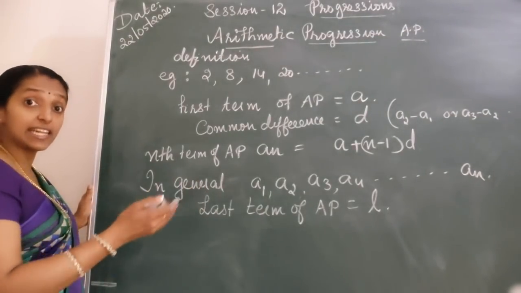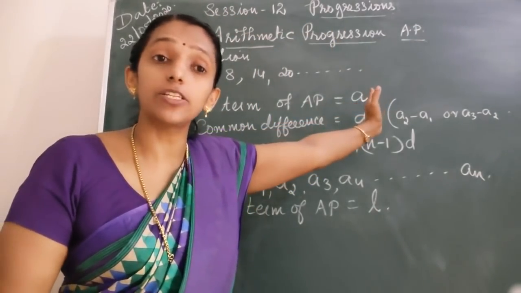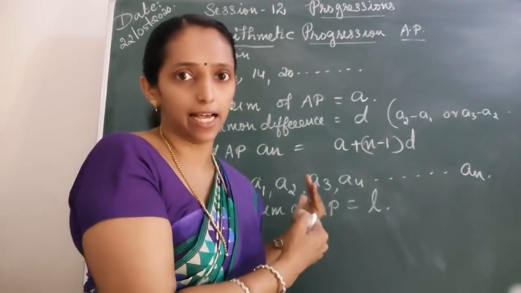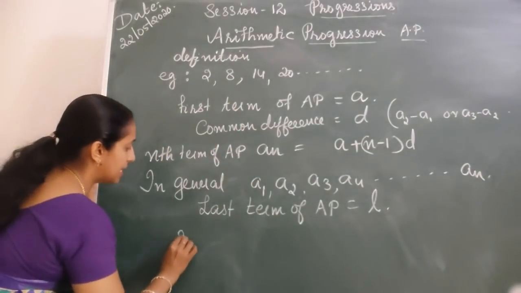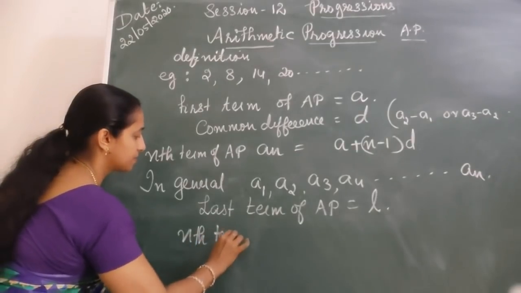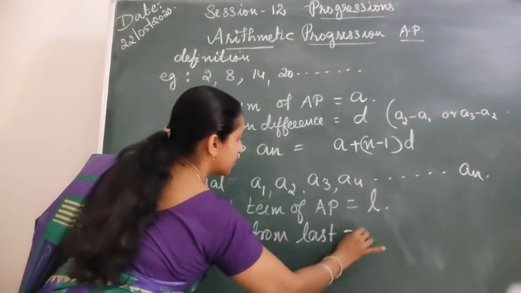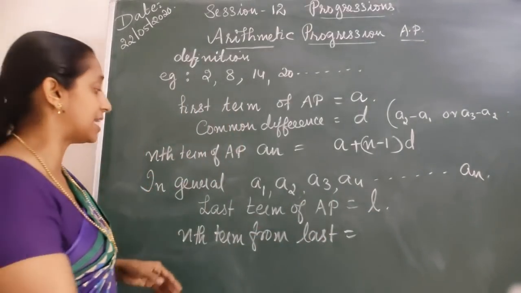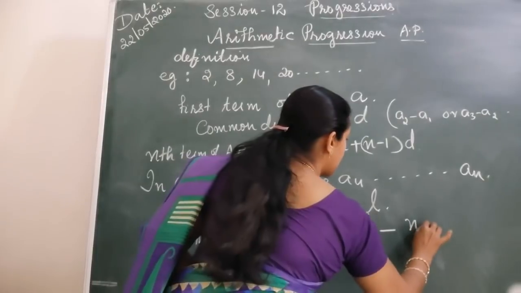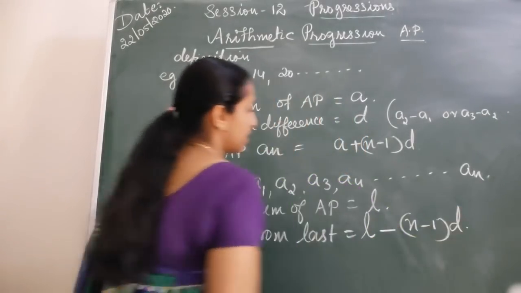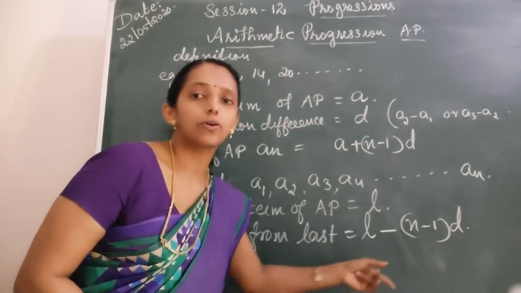And the nth term from the last. Suppose you are given a sequence and you have to calculate the 8th term from the last. There is another formula for the nth term from the last term. As already mentioned, l will be the last term. So the nth term from the last we can calculate by the formula l minus n minus 1 into d. I will solve a few questions, then it will be clear.